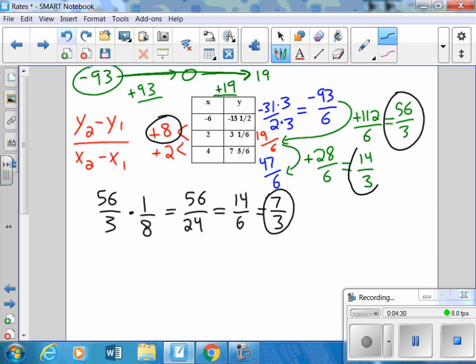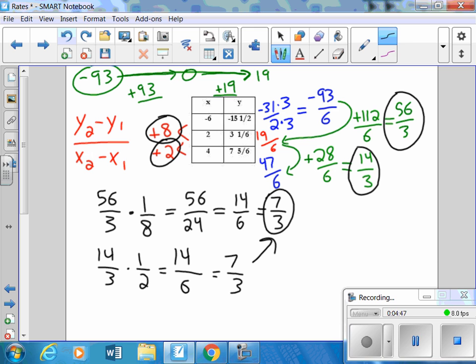Let's check using 14 over 3 divided by 2. So take 14 over 3. Instead of dividing by 2, I'm going to multiply by 1/2. 14 times 1 is 14. 3 times 2 is 6. And that reduces down to 7 over 3 as well. 7 over 3 is our rate of change. 7 over 3 is our slope.